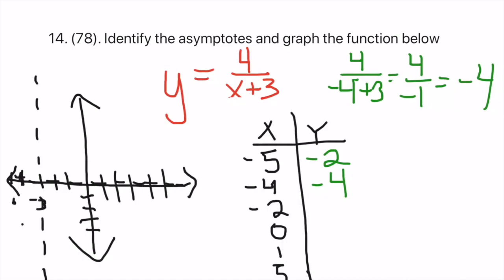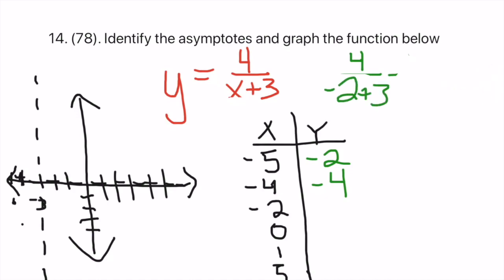And then we have -2, so we'll plug in -2 plus 3, and that equals 4 over positive 1, which is 4. So we have negative 2, positive 4. So we go back 2, but this time we go up 4. Oops, I didn't mean to do that in green, but oh well.